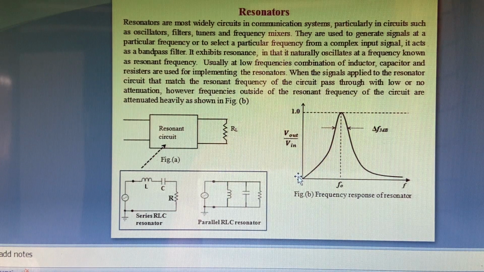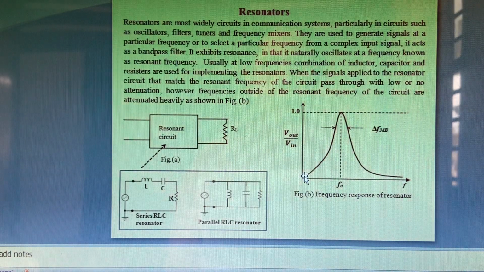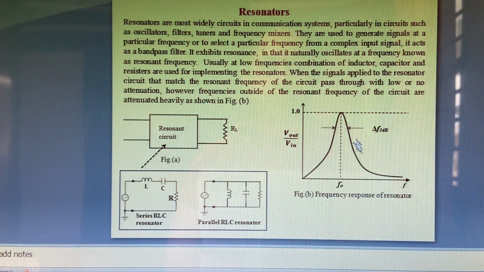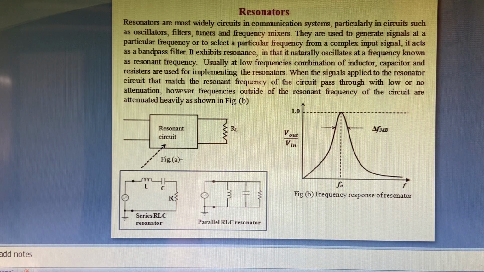So this is similar to a band pass filter. It selects a particular frequency like f naught, and on either side of that frequency, attenuation increases and the output signal reduces. So this is the frequency response of resonators. Most of the resonators, we expect this output. Ideally, output is equal to input at the resonant frequency, but practically the output is lesser than the input voltage. A resonator circuit is a combination of L, C and R.